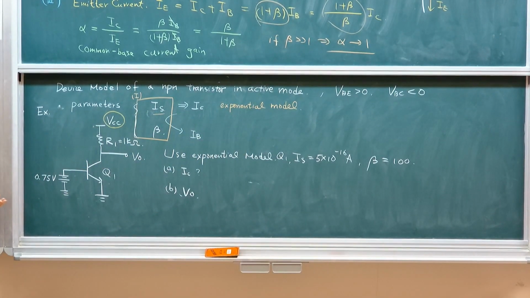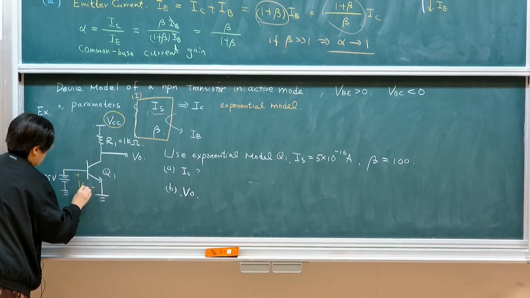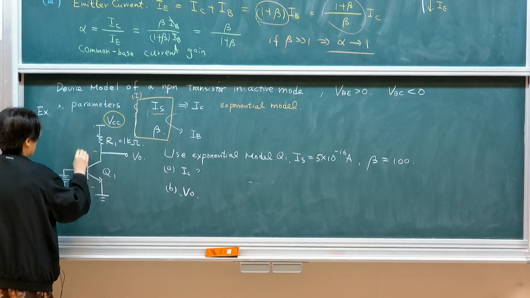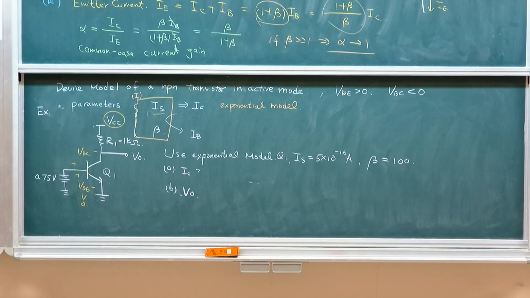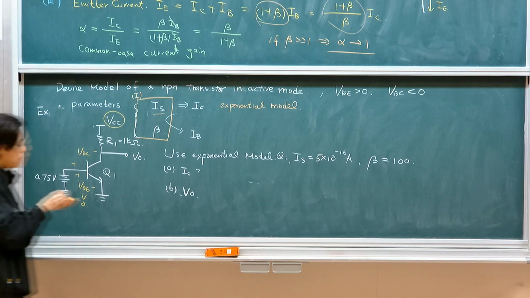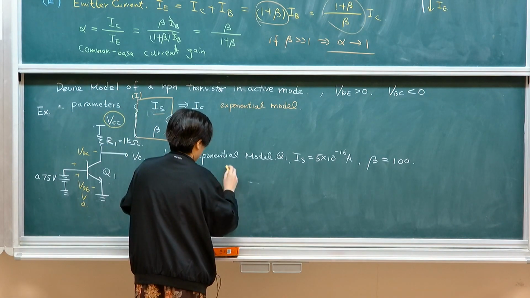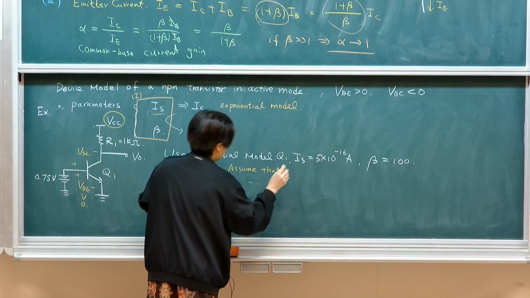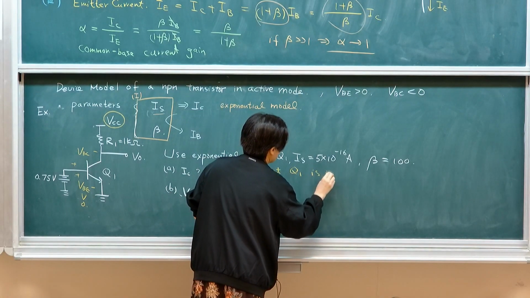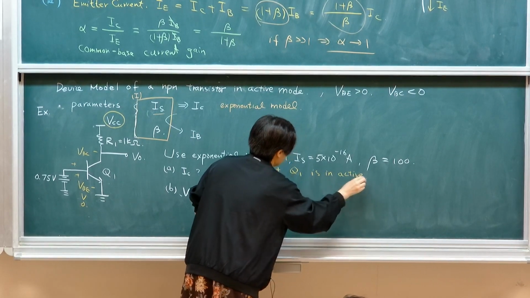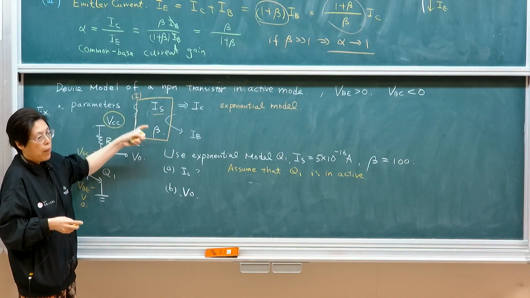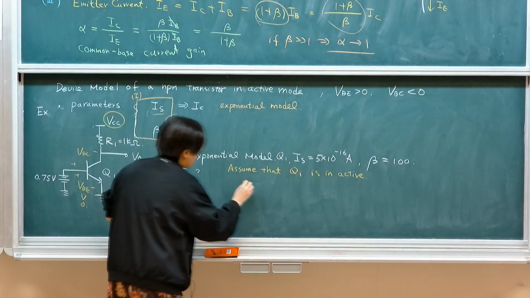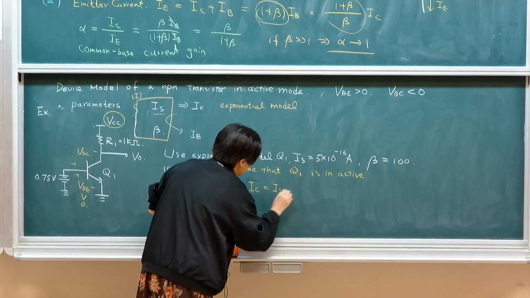Okay? Based on this, I already know that my VBE is larger than 0, so it's forward bias, but you're not really sure whether the collector junction is reversed. We're going to check that a little bit later, but now we assume. So first of all, we assume that Q1 is in active mode. Because it's in active mode, I can use beta. Otherwise, you may not. So you have to make sure that it's in active mode first, and then IC will be IS exponential.